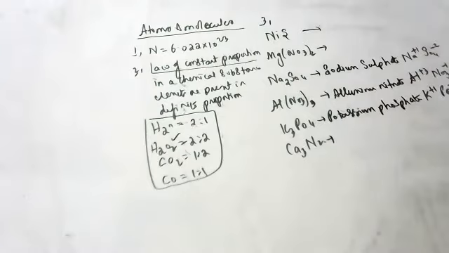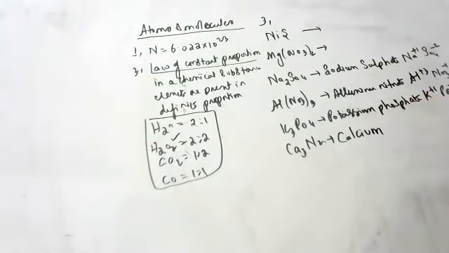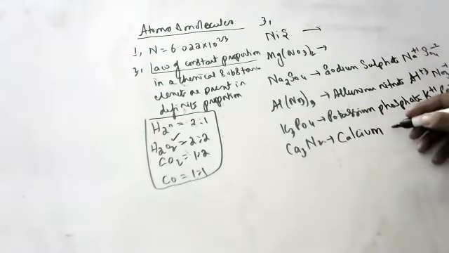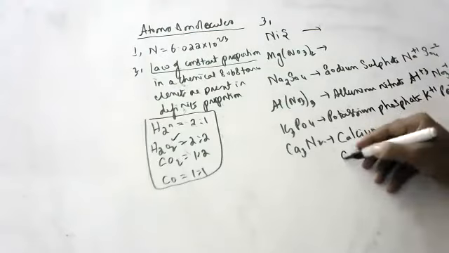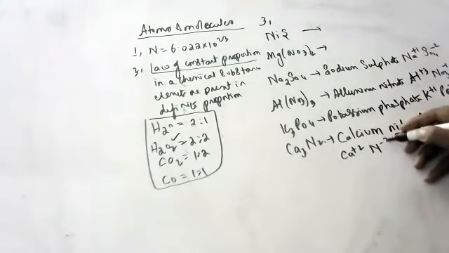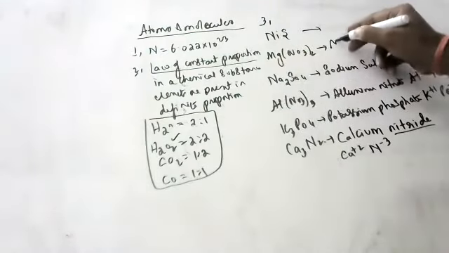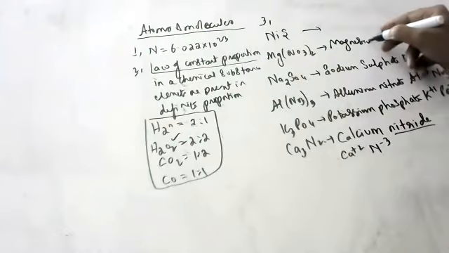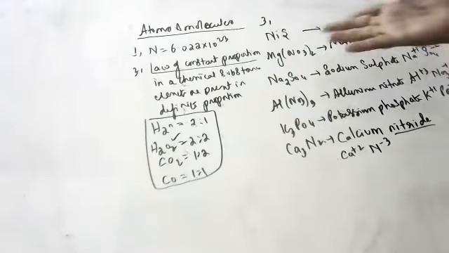Calcium nitrate? No. Calcium nitride, very good. Ca is +2, nitrogen is -3, calcium nitride. And this is, anyone? Magnesium nitrate. What happened, children? Such an easy compound.